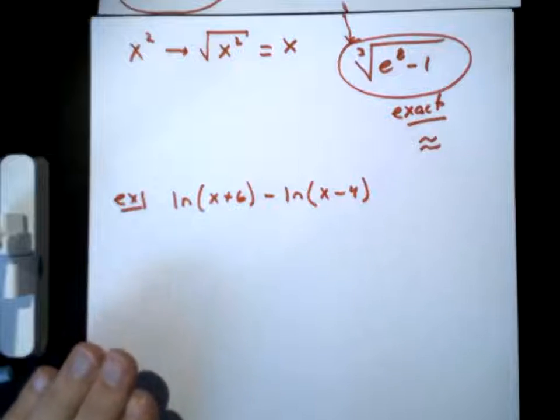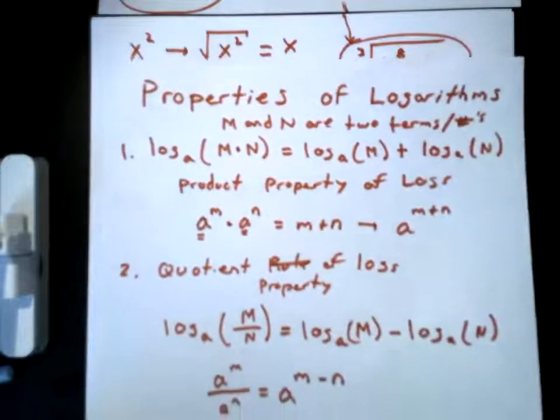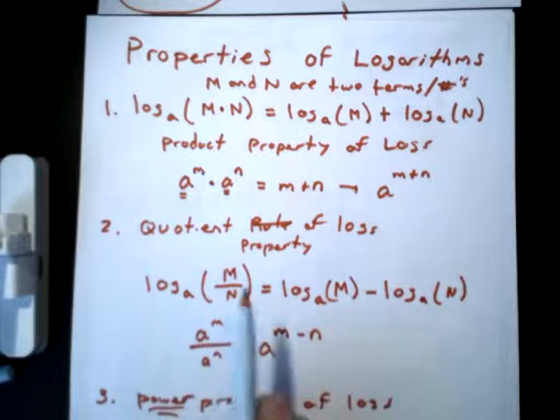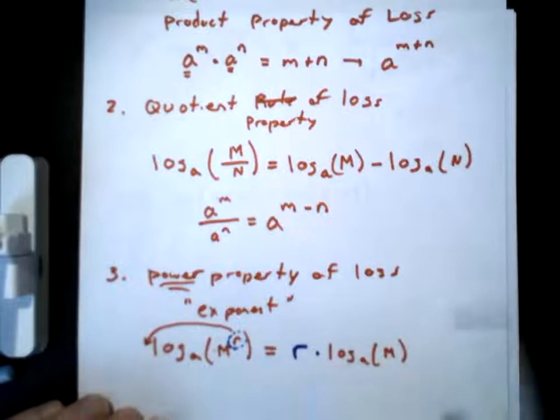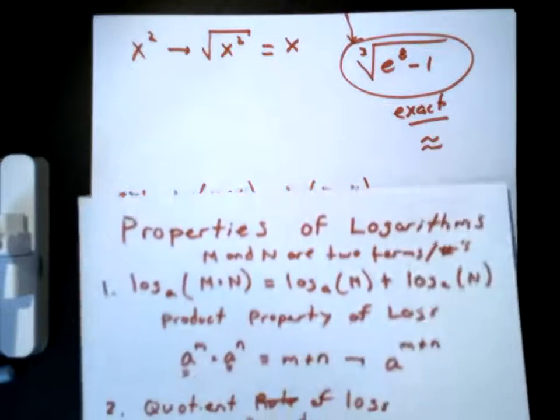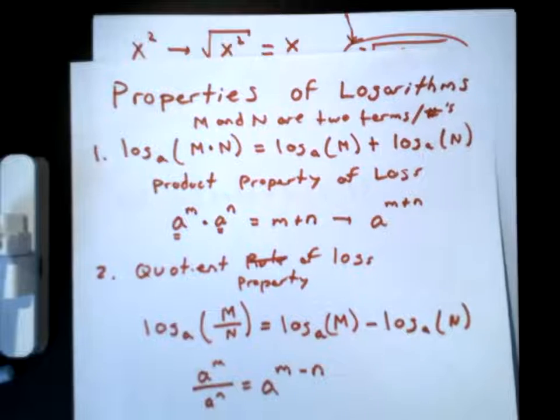Now think back to your properties. So going back to these properties again. I have multiplication, I have a quotient, and I have a power. Do any of these fit into those properties?